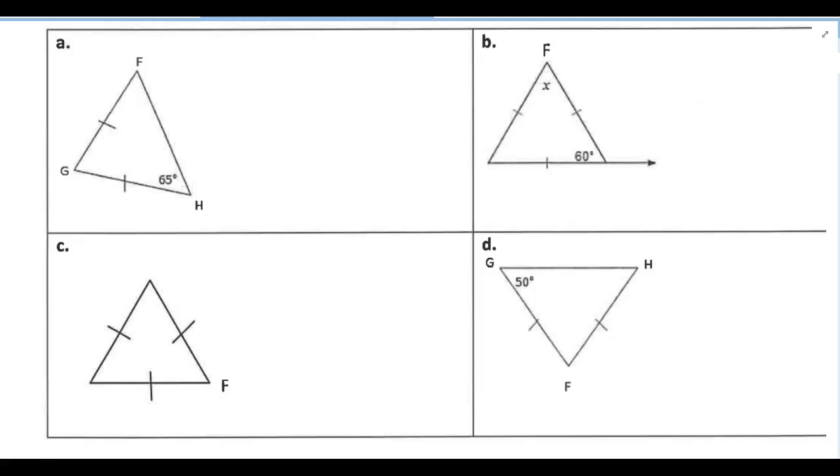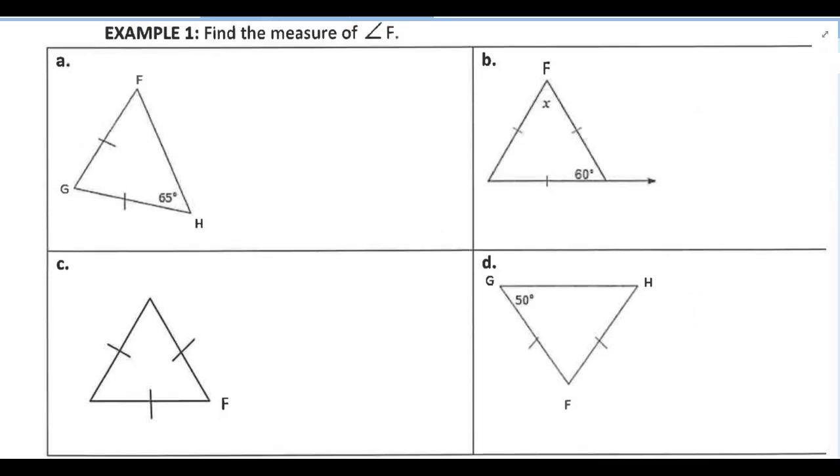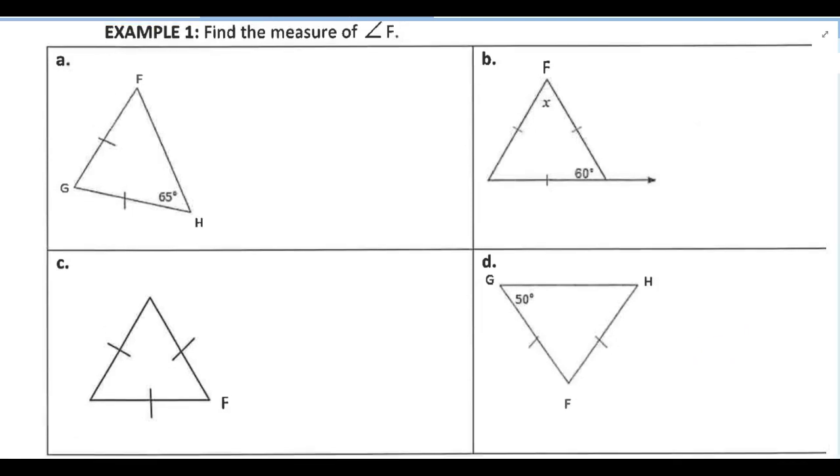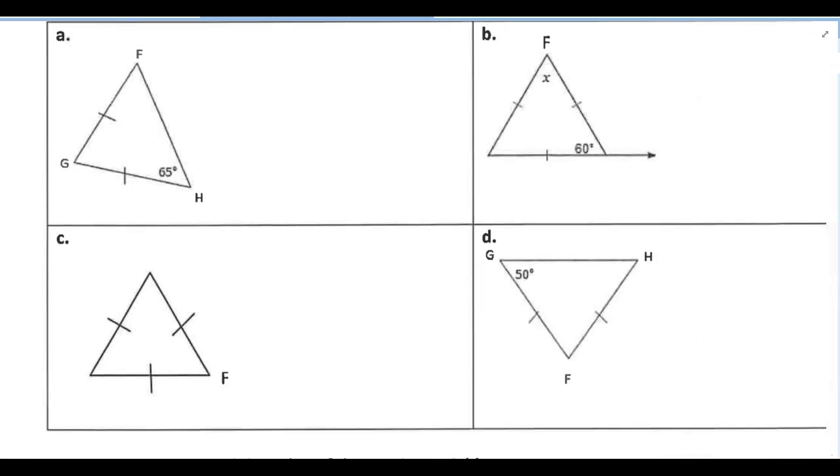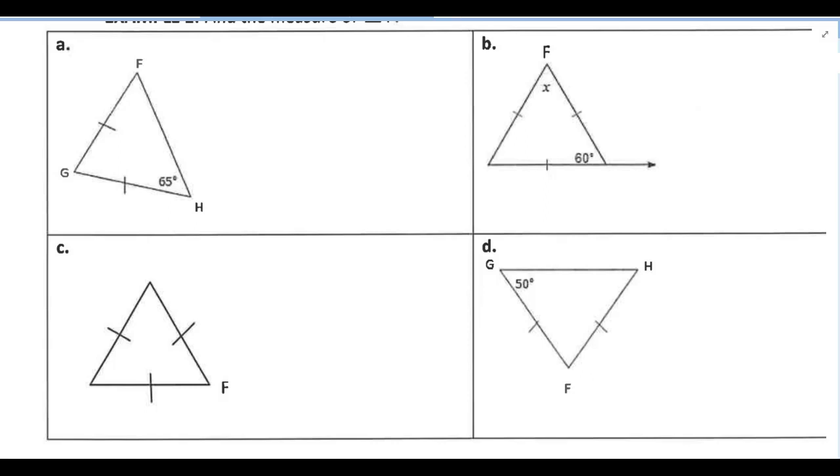In this video, we're going to continue with section 4.2, properties of special triangles, and we're going to look at these four examples finding the measure of angle F. For example A, we notice that we have two congruent sides marked, so we know that the triangle is isosceles, and if a triangle is isosceles it has two congruent sides and it also has two congruent angles.